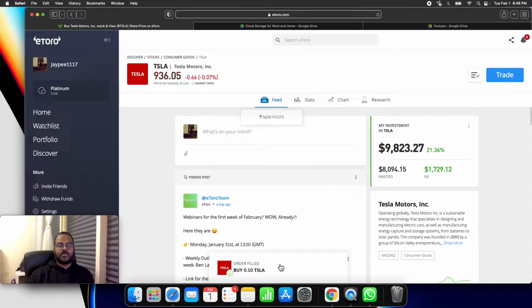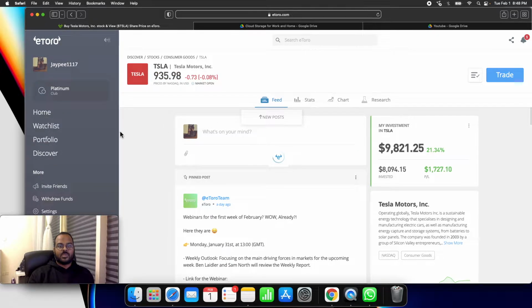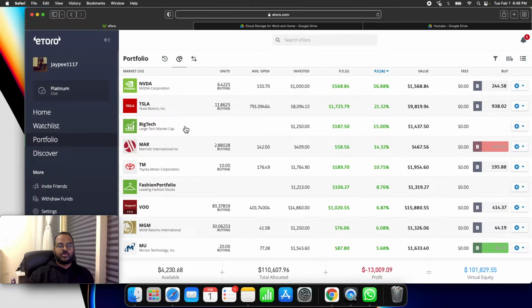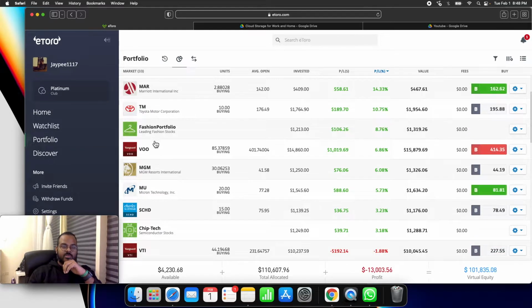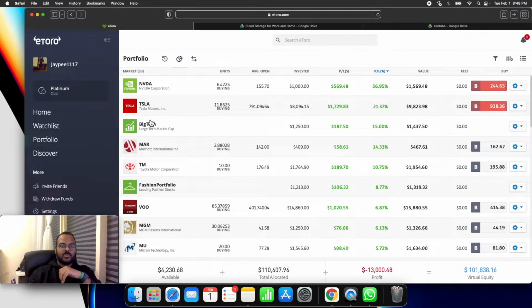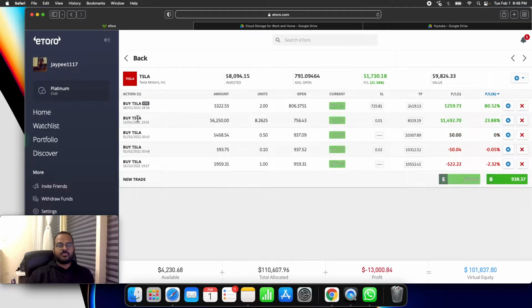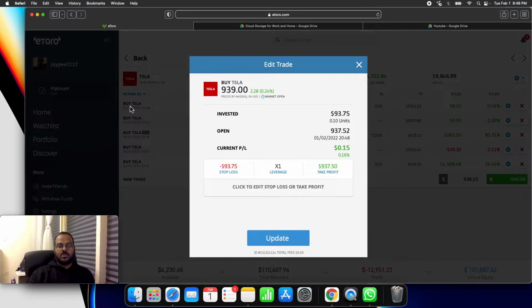It says order filled. Now you can navigate from here or you can go to portfolio, and this is all the positions that I hold as of the moment. If I go to Tesla, this is the one that we just bought, $93.75 worth of Tesla, which is 0.1 units. We purchased at an amount of 937.52, and since the share is going up, we have already made 26 cents on it. So this is what a buy position is.